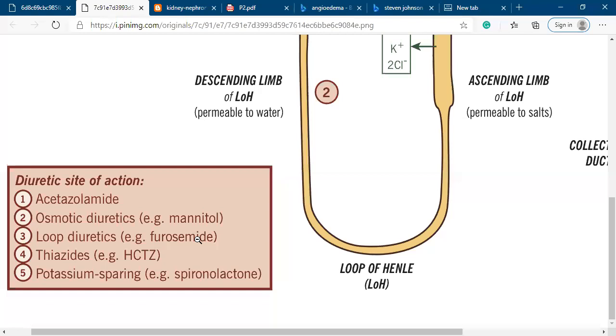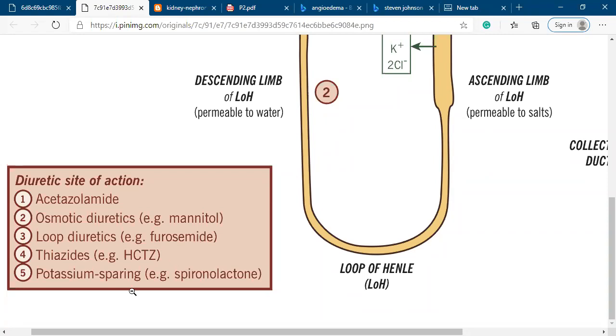Also, loop diuretics can cause ototoxicity, which means a hearing problem. The chance increases when given with acetazolamide. Ototoxicity also increases if we give the antibiotic aminoglycoside, because aminoglycoside and loop diuretics like furosemide both can cause ototoxicity.